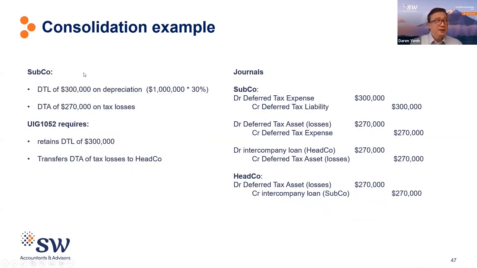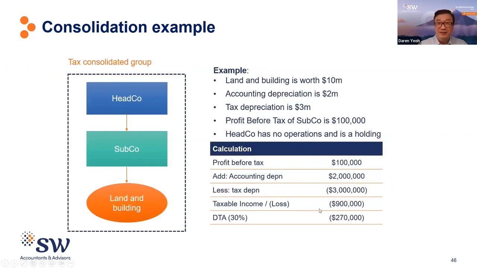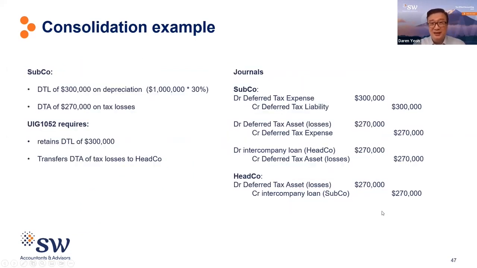The journal entries that the subco will need to post are, first, to recognize the deferred tax liability on the plant and equipment. The DTL is 300,000, being 30% of the 1 million difference between accounting and tax depreciation. So the entry is to credit deferred tax liability and debit deferred tax expense of 300,000. The subsidiary also has a tax loss and recognizes the deferred tax asset of 270,000. You recall there's a tax loss of 900,000, and 30% of that is 270,000. So the journal entry is to debit deferred tax asset by 270,000 and credit deferred tax expense by 270,000.